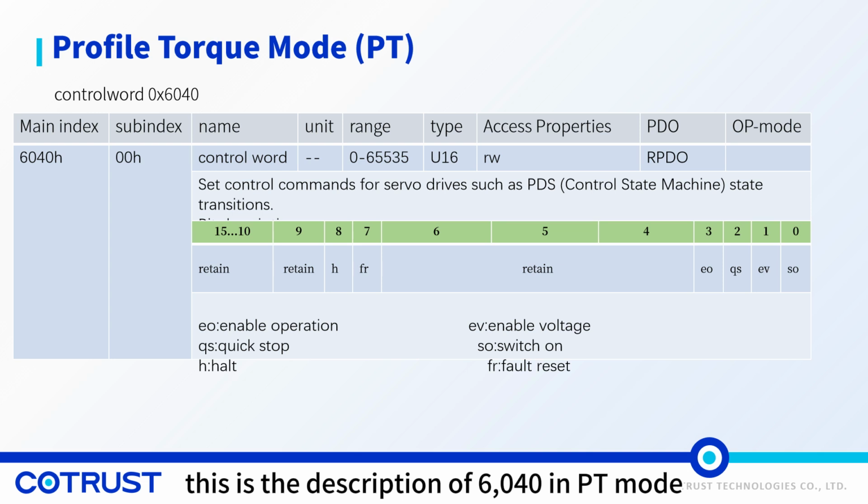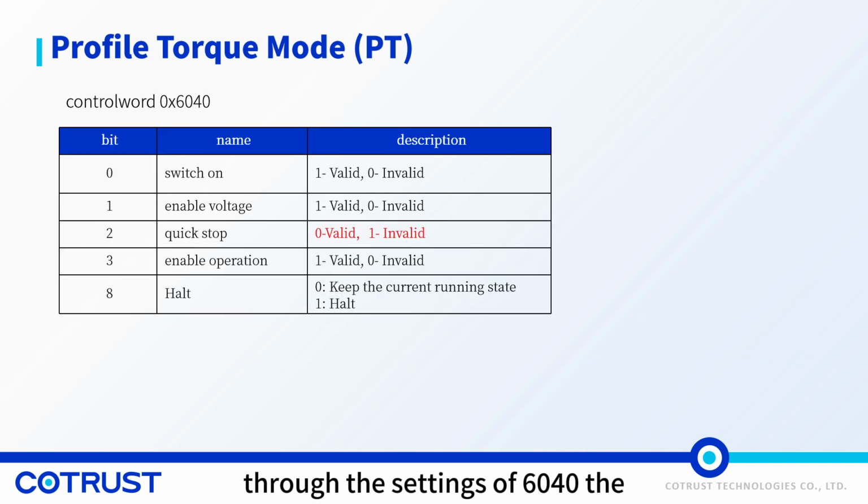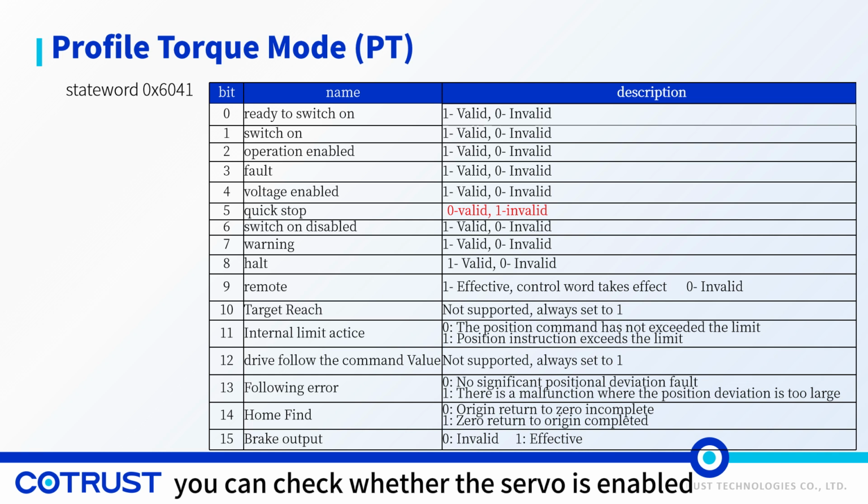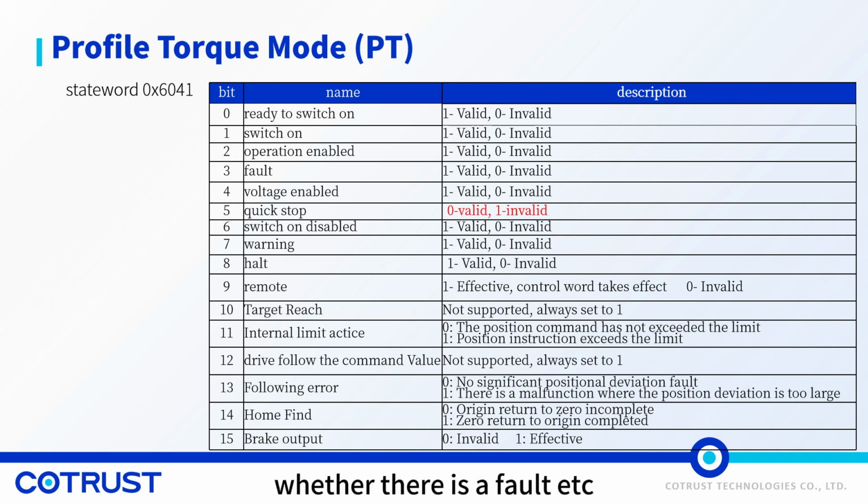This is the description of 6040 in PT mode. Through the settings of 6040, the servo can be enabled, quickly stopped, paused, etc. Then this is the 6041 status word. You can check whether the servo is enabled, whether there is a fault, etc.